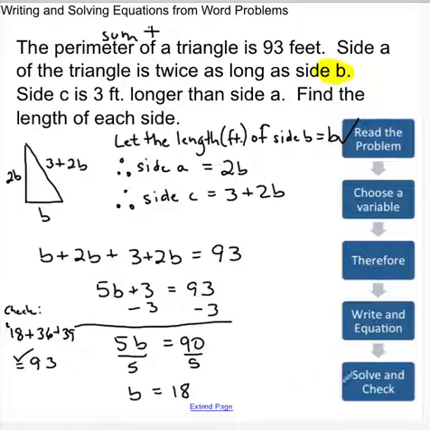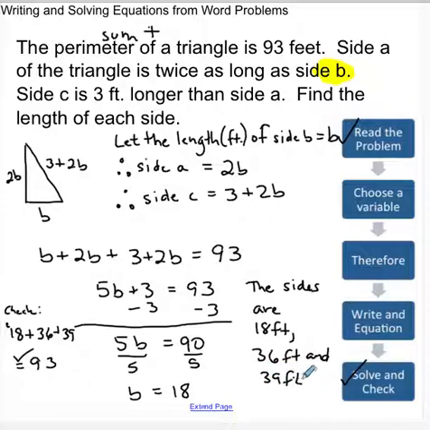So then let's go ahead and answer the question. The sides are 18 feet, 36 feet, and 39 feet. And there's the answer to my problem.